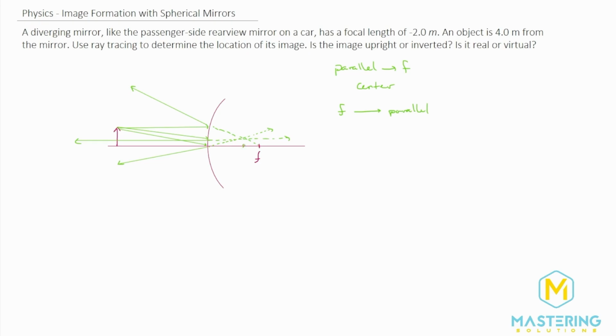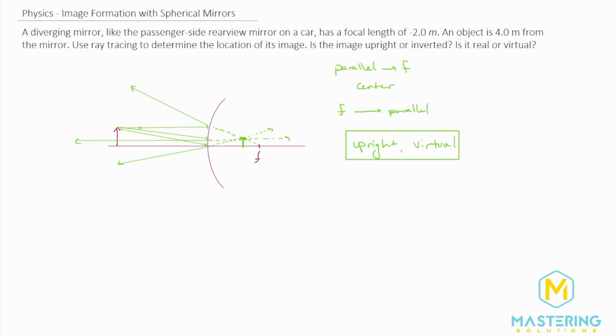And so you can see that we get a virtual and an upright image. So it's upright and virtual. And just like with diverging lenses, all images on a diverging or a convex mirror are going to be virtual, which means they're all going to be upright.